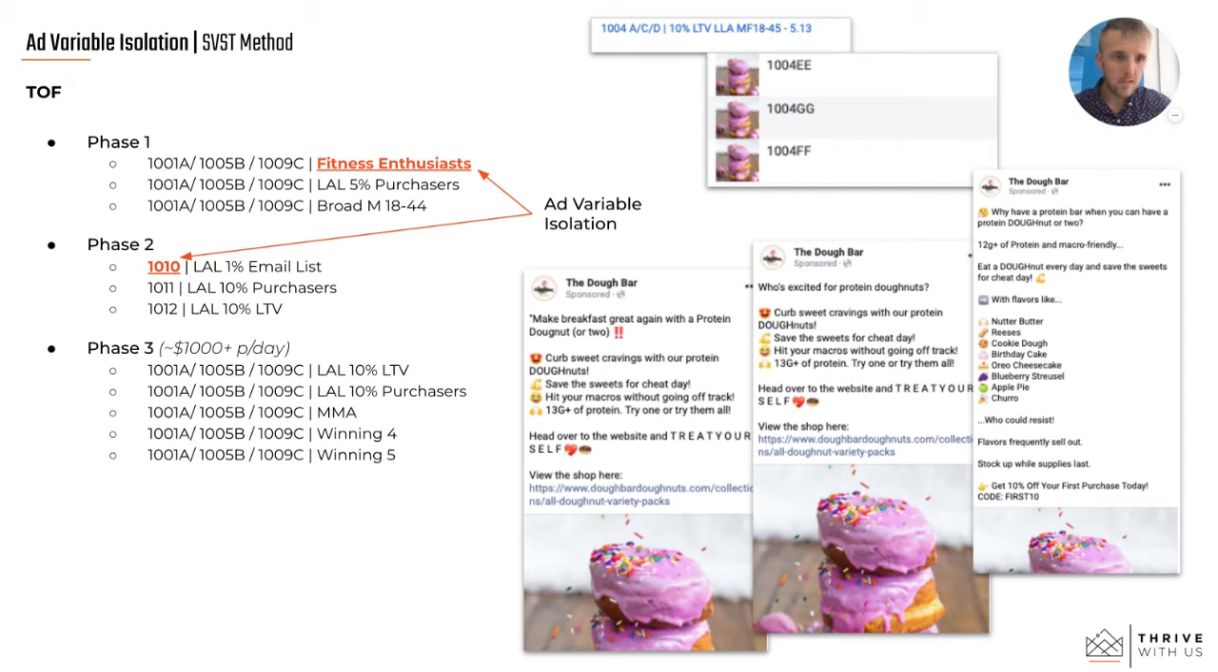And remember, in a phase 2 testing campaign, you want to be using proven audiences only. So for example, we've got this creative being tested to a 1% lookalike of the email list. The creative is this 1004 here that you'll see in the screenshot above, and the ad copy is labeled EEGGFF, for example. Naming convention, super important as well with regards to clarity within your media buying. But I digress on that.